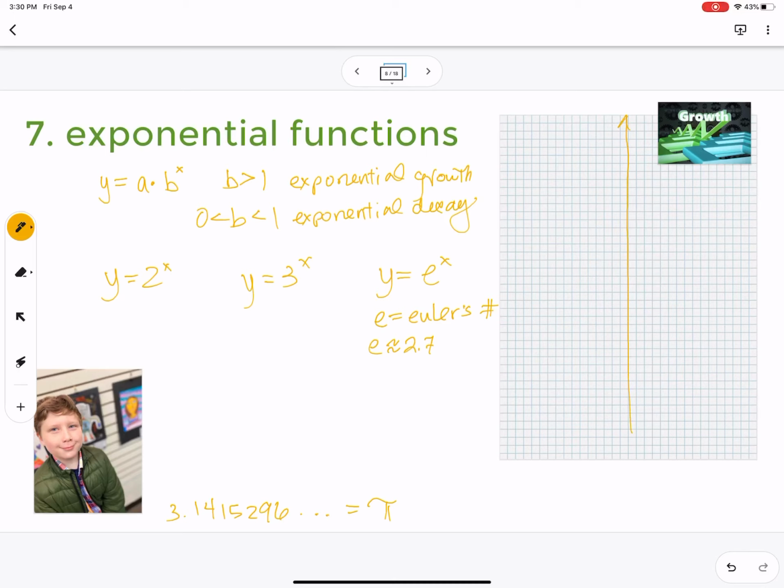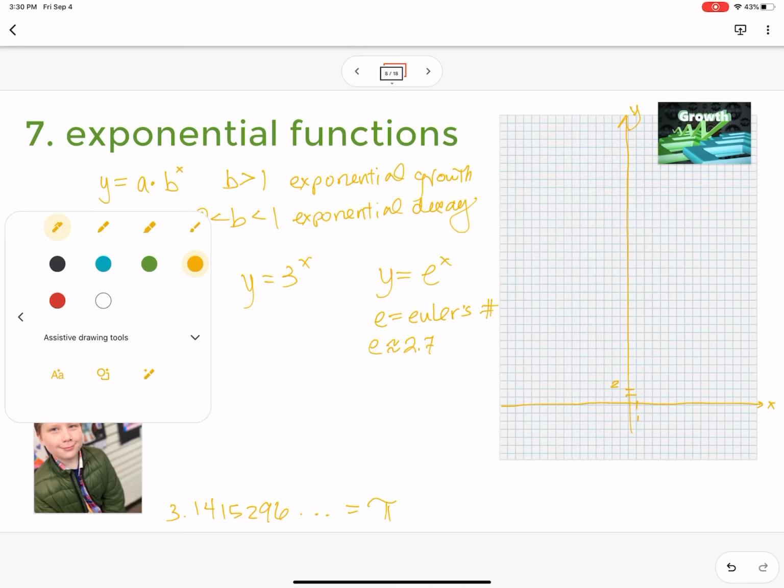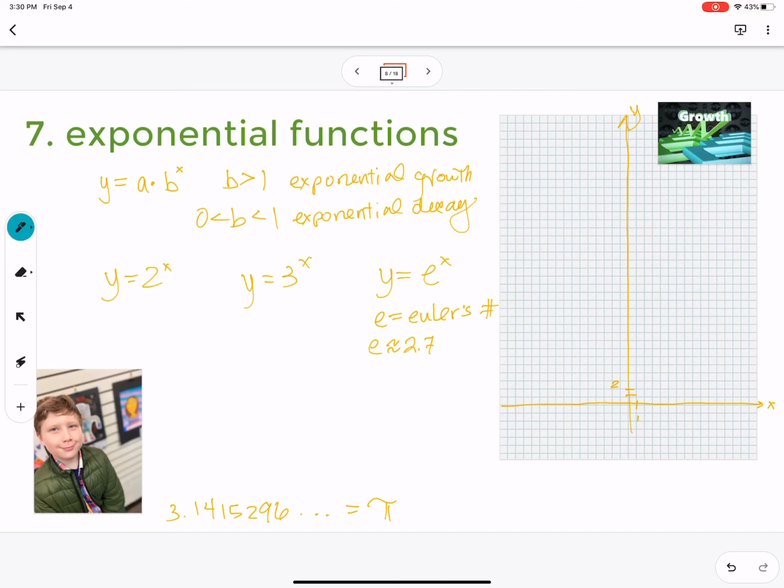In terms of graphing these, I think you guys know the basic shape of exponential growth, whether or not you think you do. Our anchor point is our y-intercept. If you plug in 0 to any of these things, 2 to the 0 is 1, 3 to the 0 is 1, e to the 0 is 1. So, I started with plugging in 1 first, which was a mistake.